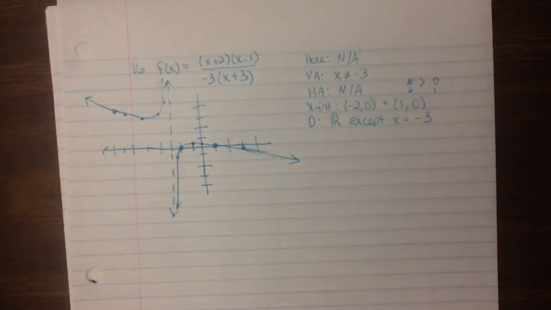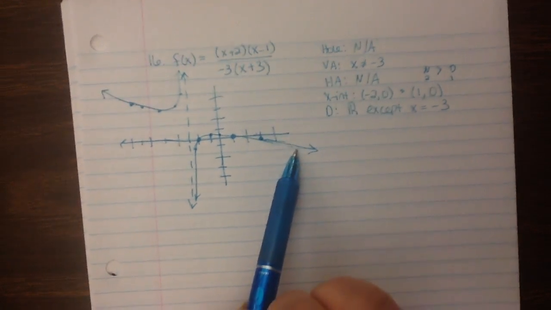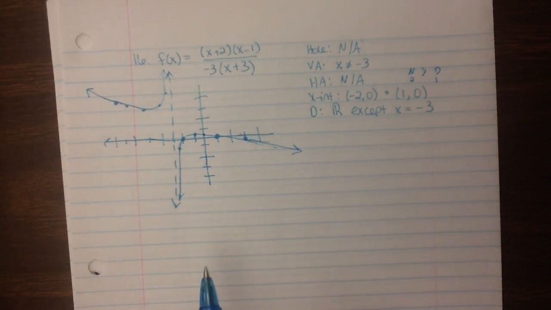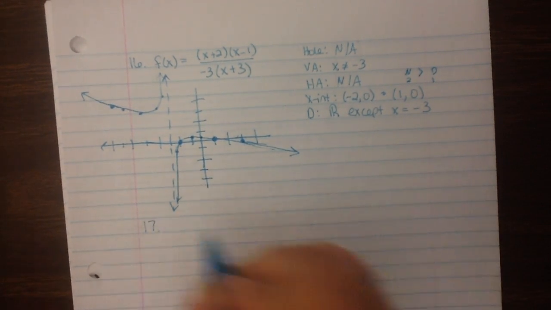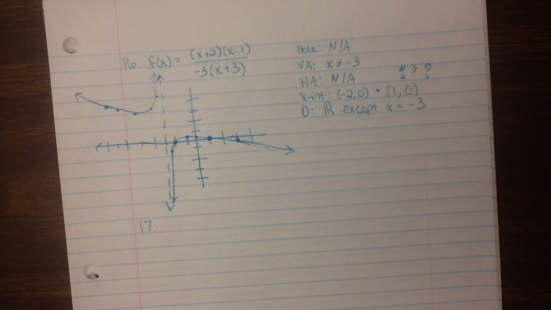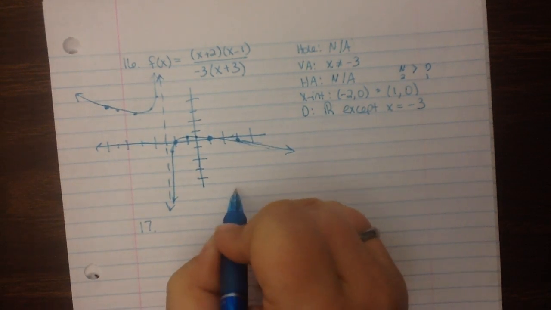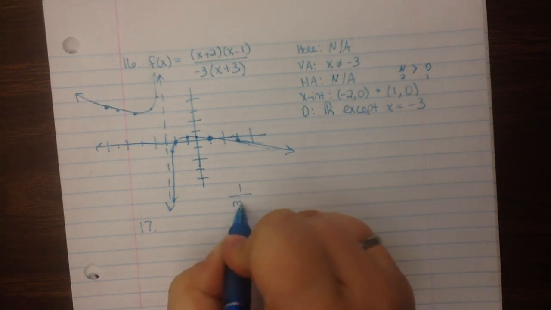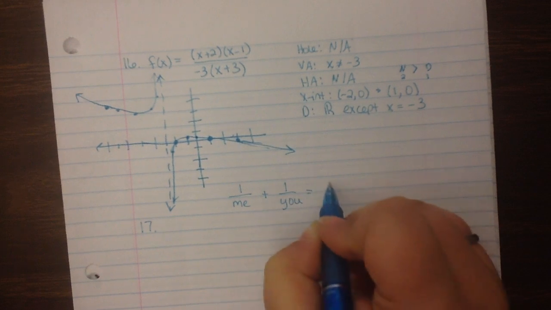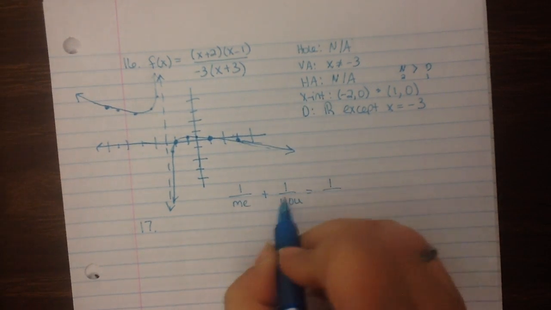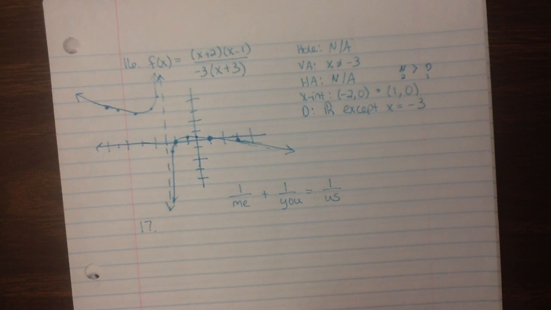Okay. And if you want to make a more precise graph, remember, just graph more points. 17, 18, 19, and 20. These are from 8.6. It looks like 17 and 18 are working together problems. So 1 over me plus 1 over you equals 1 over us.